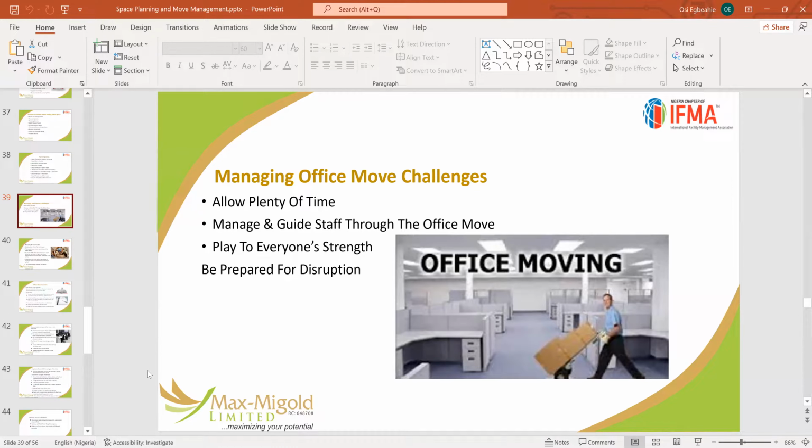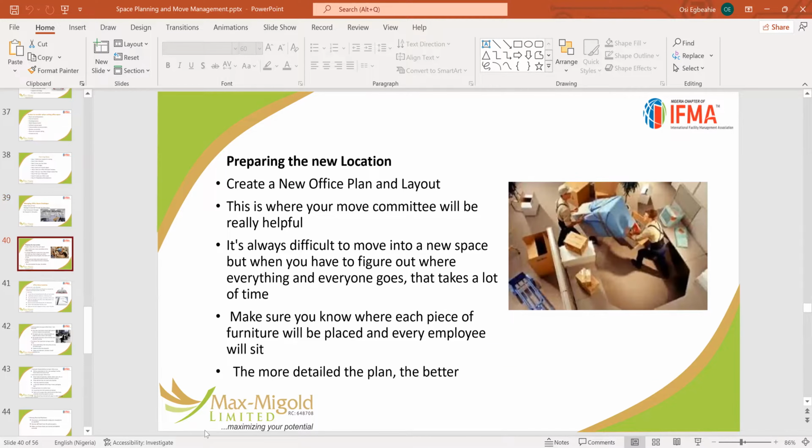Be prepared for disruptions once that happens. Be prepared for disruptions when you're ready to move. Because people are not used to the new spaces, they need to be well informed, and you need to ensure a lot of things are in place so that once they move to a new location, they are not confused, because they're not used to it.